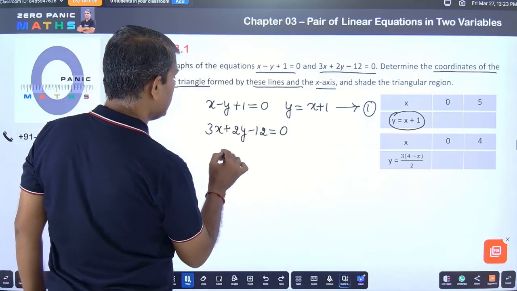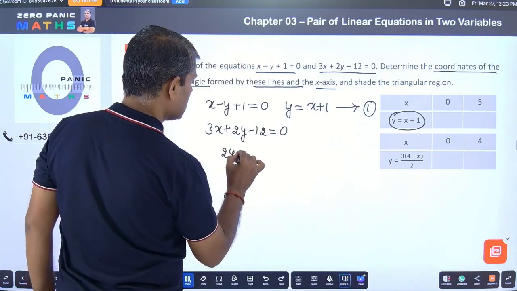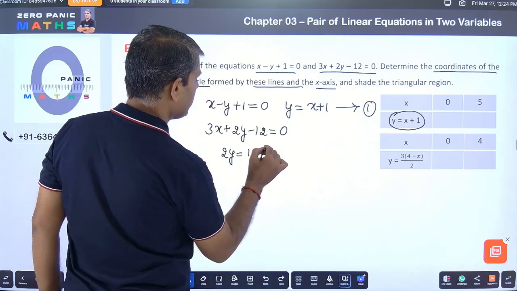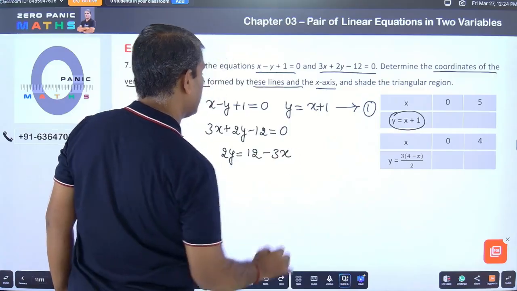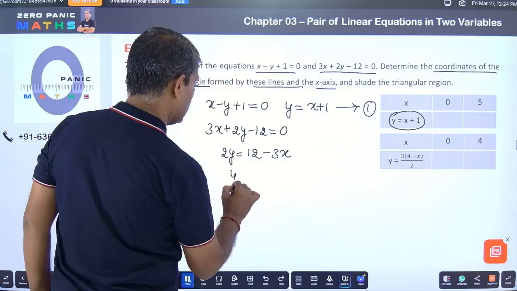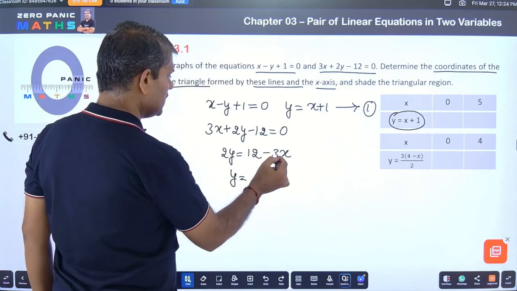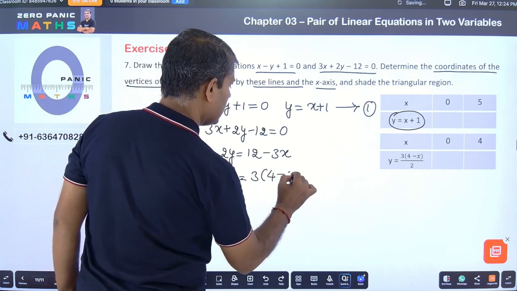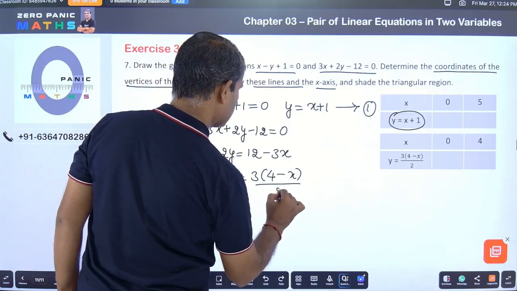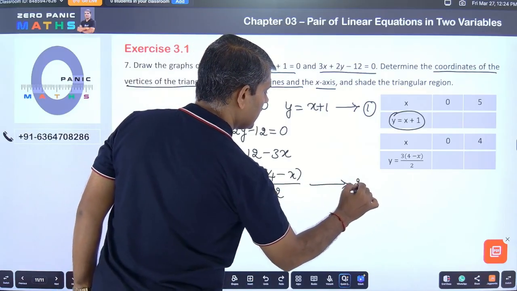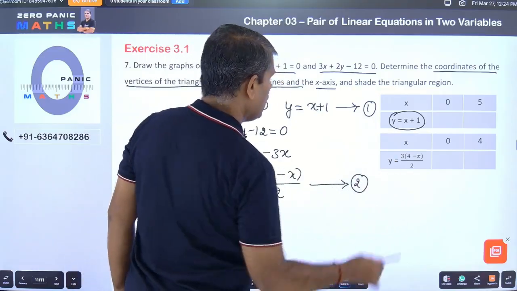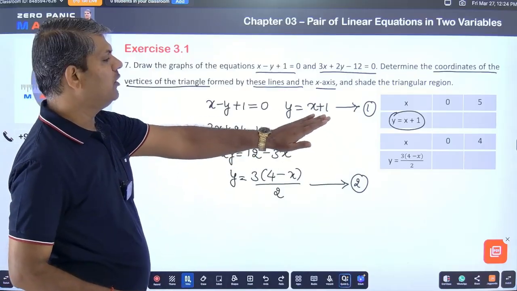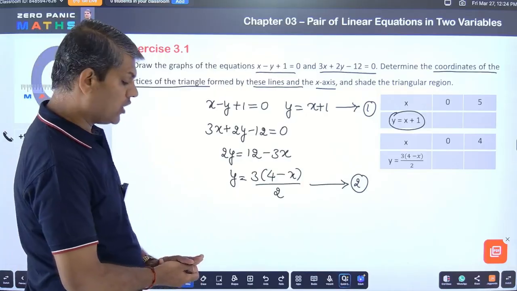So keeping 2y here only, so that is taking 12 to that side. Okay, and then minus 3x also to that side. It will give me, I can just take 3 out of this and say 3 4s are 12, and 4 minus x divided by 2. This is the second equation for me. So this is y is equal to 3 times (4 minus x) divided by 2. Okay, let us put some values in place of x and identify the y coordinate point.